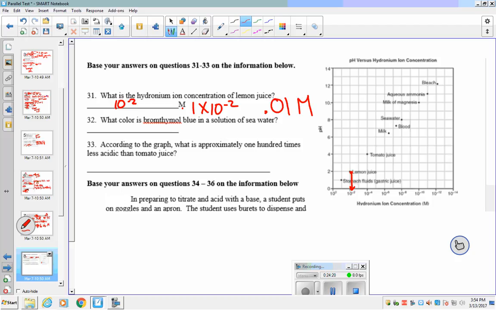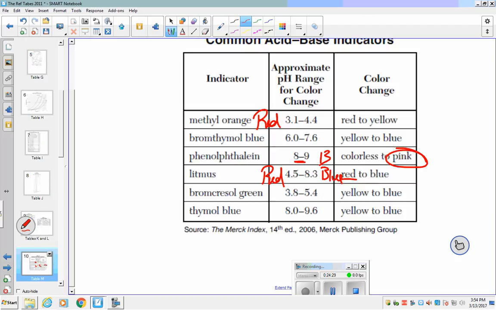Bromthymol blue in a solution of seawater. So seawater has a pH of 8. We're going to go back to our reference tables. Bromthymol blue, if 8 is over here, would be blue.